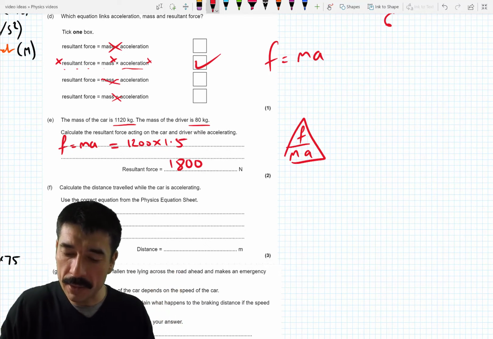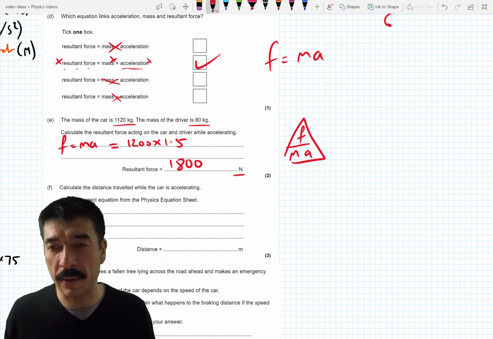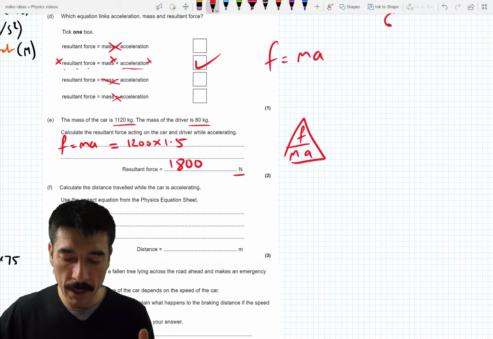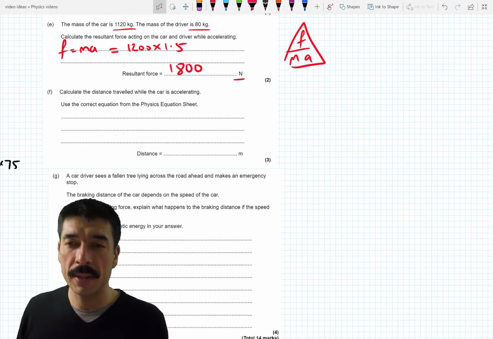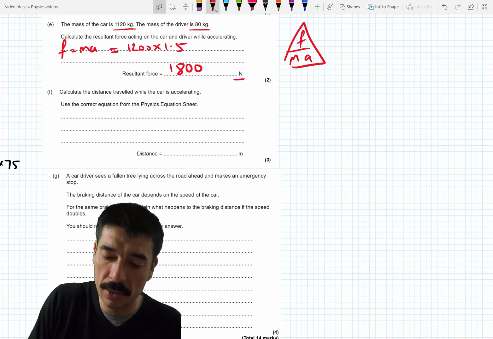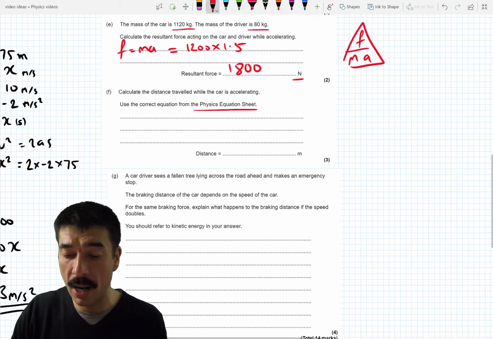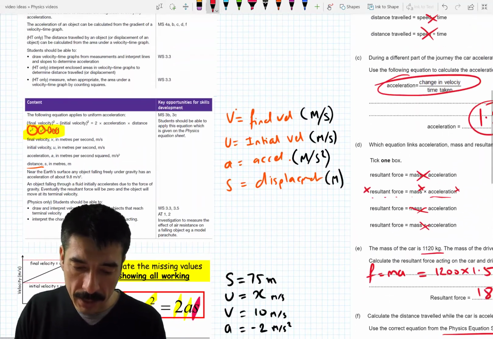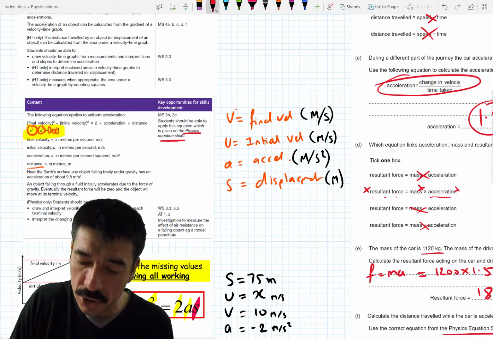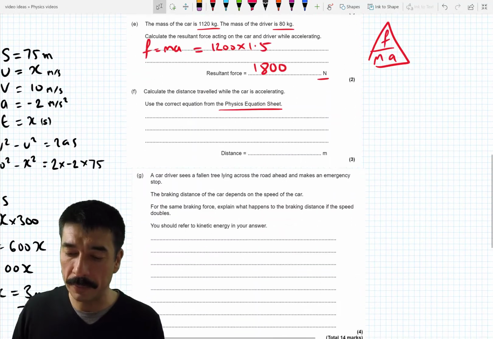Okay. 1,800 newtons. Again, don't need the units because they've already given them to me, but always check because there's marks available for that. Right, now here we are. This is the bit we've all been waiting for. Can we use the v squared minus u squared equation? It says use the correct equation from your physics sheet. It's one of the rare ones they give you. It does say students should be able to apply this equation which is given on the physics equation sheet. So it's one of the ones they give you.